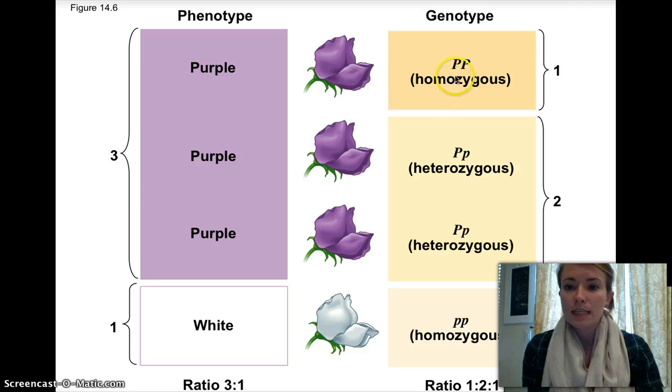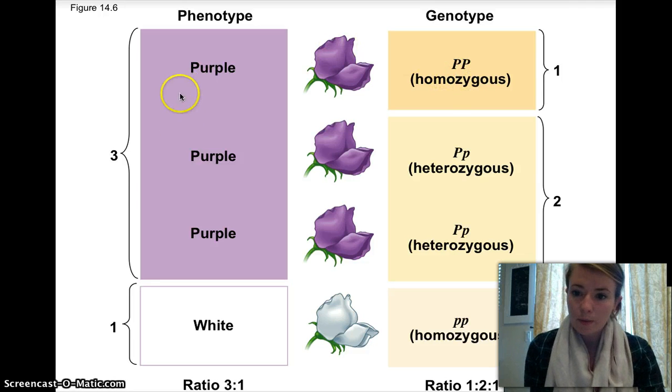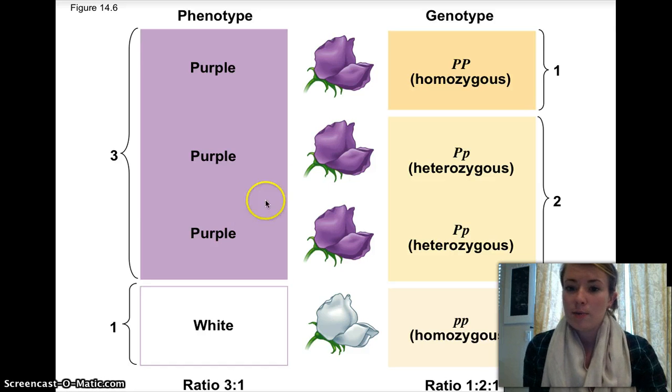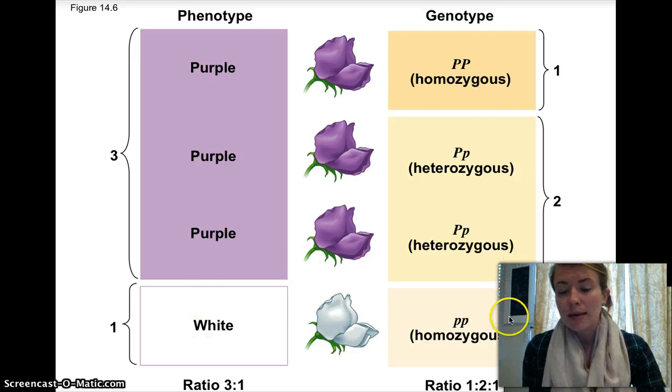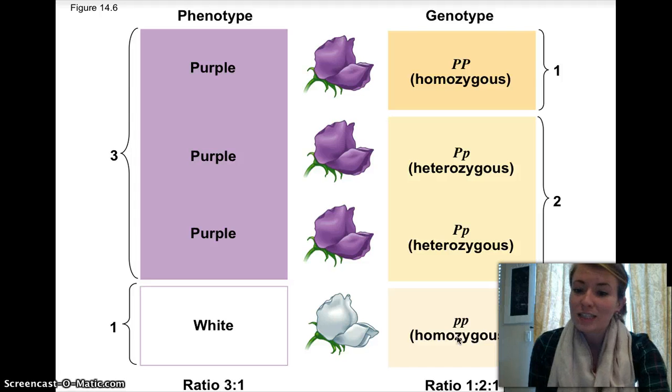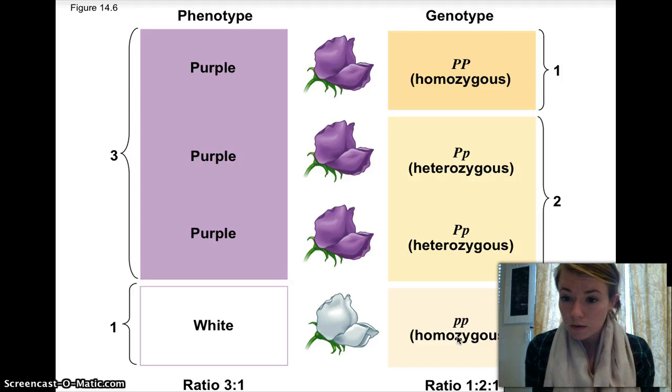His genotype is big P big P. His phenotype is purple. These two, their phenotype is also purple, but their genotype is big P, little p, so they're both heterozygous. This white one down here, his phenotype is white, but his genotype is little p little p, so he is homozygous recessive. And you can see that the ratios are important also.